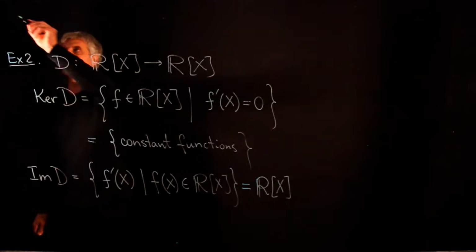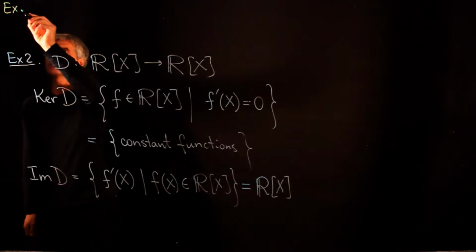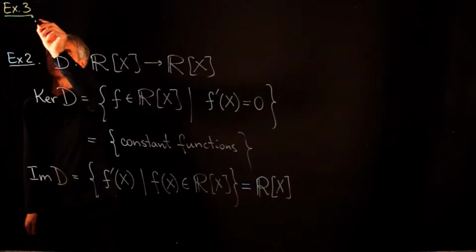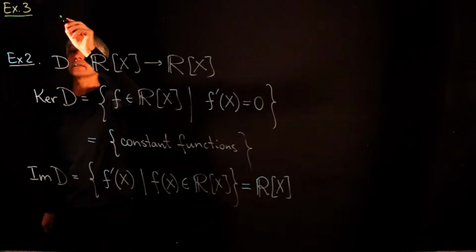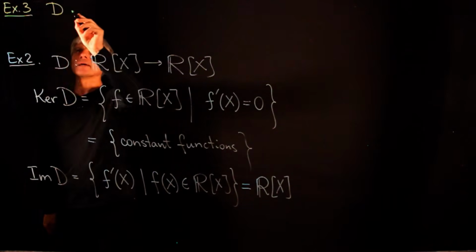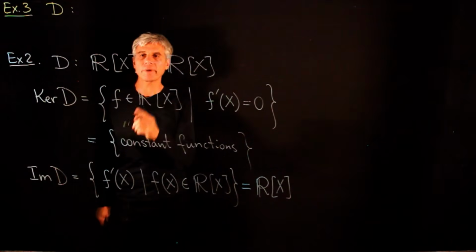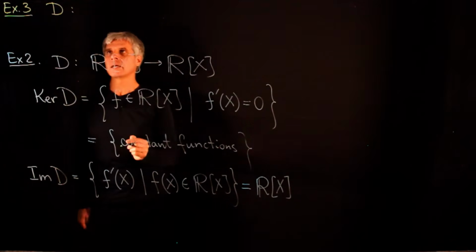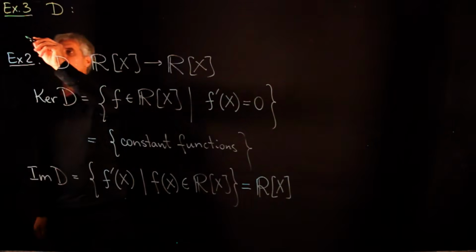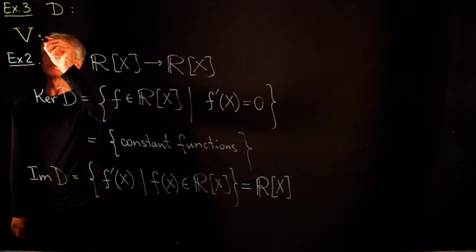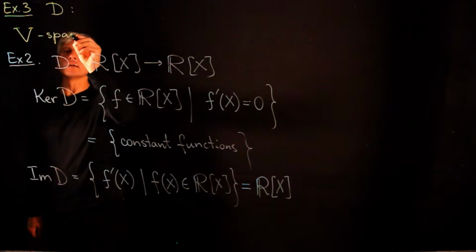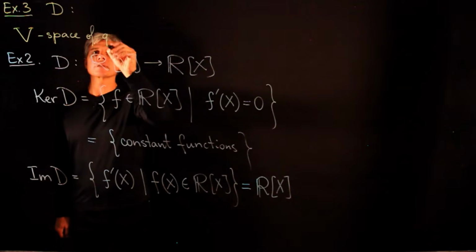For our next example, let us consider a modification of the previous one. So let's still consider the differentiation operator, but now we change the spaces on which it operates. And so we say let V be the space of quadratic polynomials.